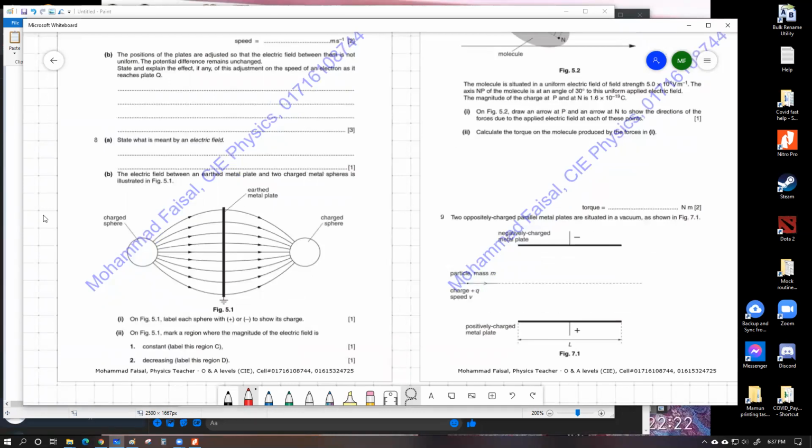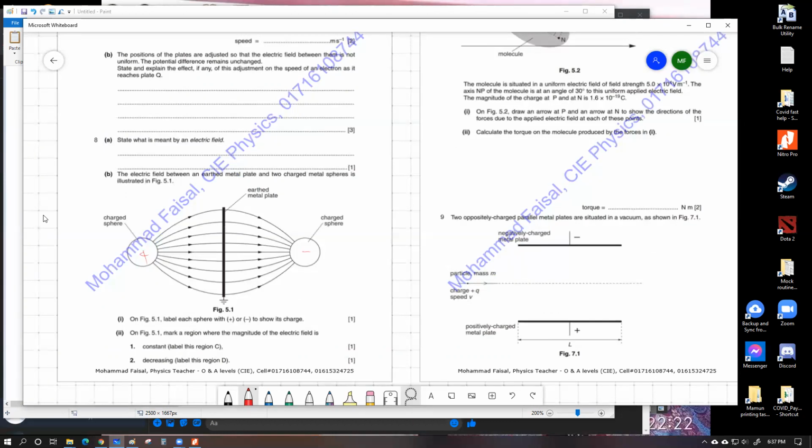8B. The electric field between an earth metal plate and two charged metal spheres is illustrated in figure 5.1. On figure 5.1, label the spheres plus or minus to show their charge, which is very simple. You draw a plus and you draw a minus over here. On figure 5.1, mark a region where the magnitude of the electric field is constant. Label this region C. Decreasing, and yeah.